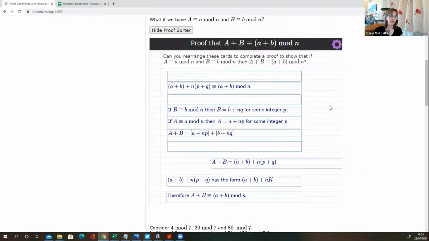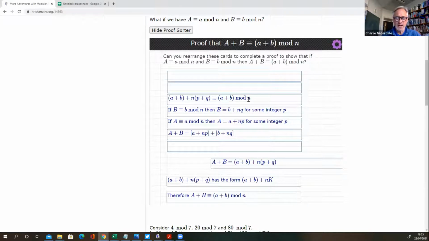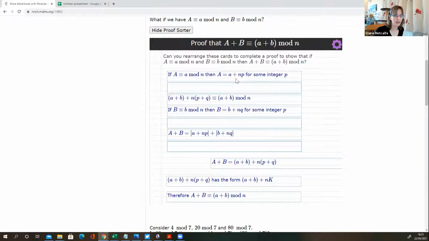And quite often with these proof sorters, there are some hints as to what might be an initial one. Okay, so Ewan and Nikki are suggesting if big A is equivalent to little a mod n. Yeah. Okay, so we'll put that one first and then suggesting this one.